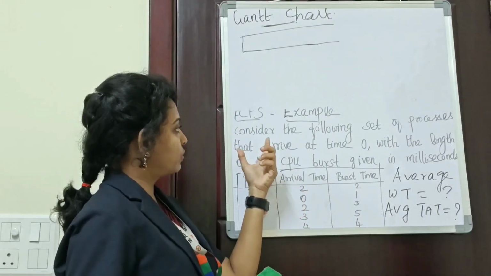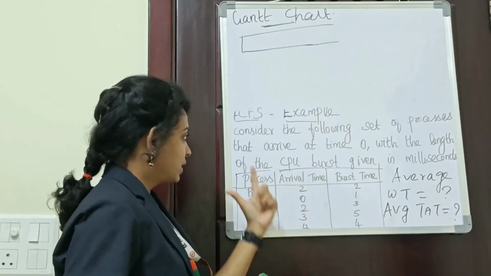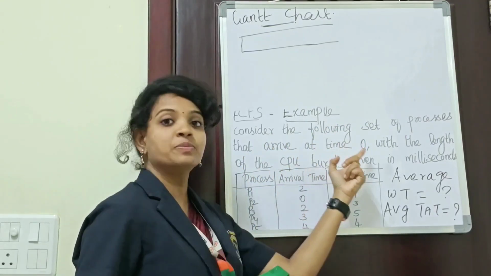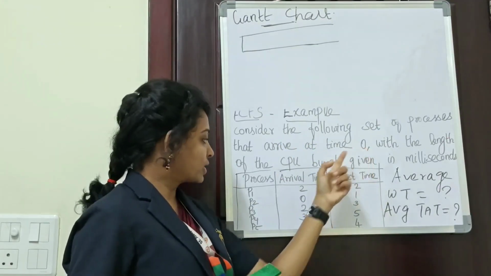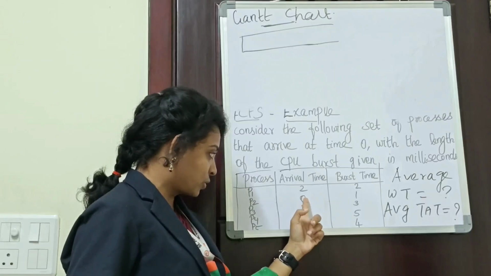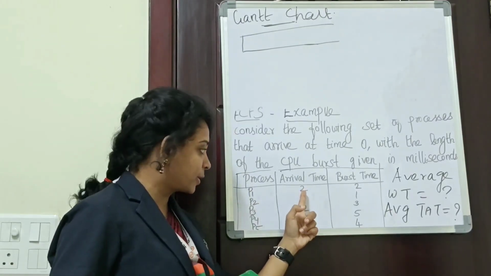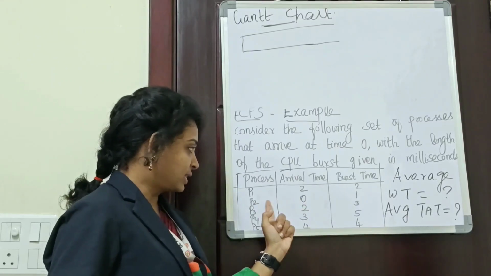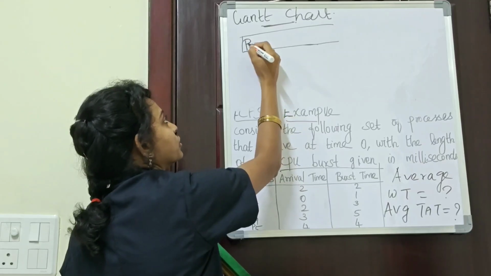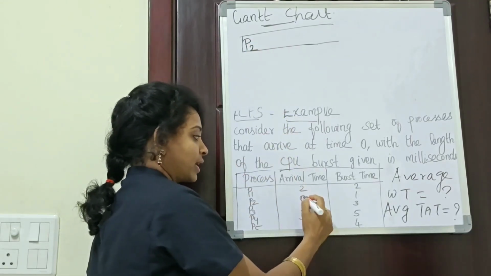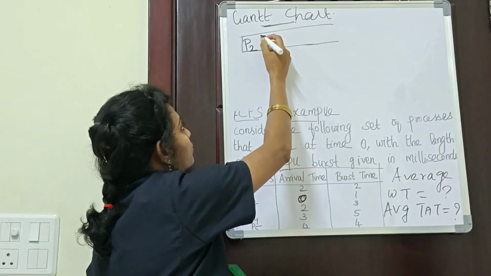What the question has given is: consider the following set of processes that arrive at time 0. So the processes will arrive at time 0. So which process has come at the arrival time of 0? P2. At the arrival time of 0, P2 process has come first. So you have to write here P2.